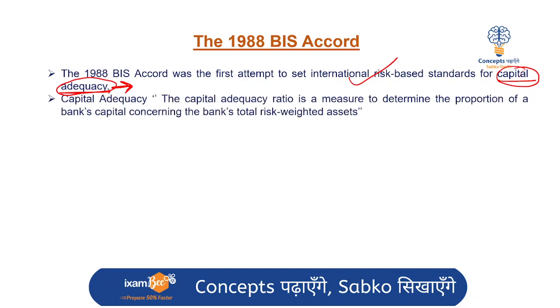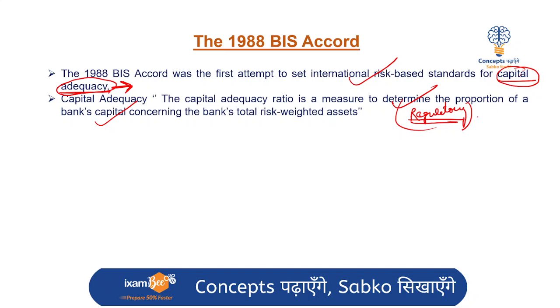So the capital adequacy ratio is a measure to determine the proportion of a bank's capital concerning the bank's total risk weighted assets. So capital as per Basel Accord, which is mainly known as the regulatory capital, is the sum of various components like tier 1, tier 2, and at one point there was tier 3 also, which a bank is required to maintain.